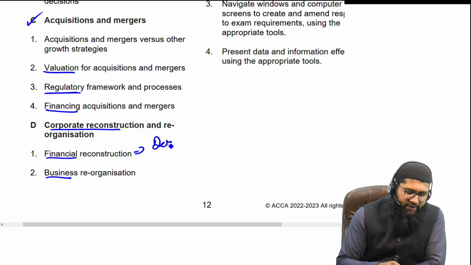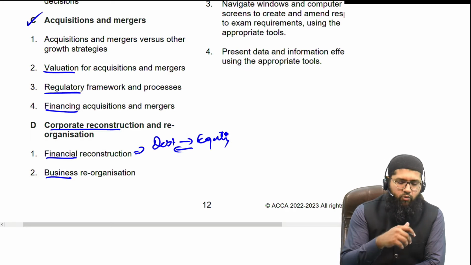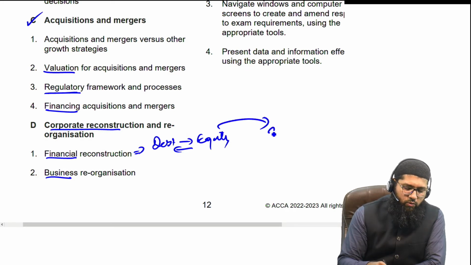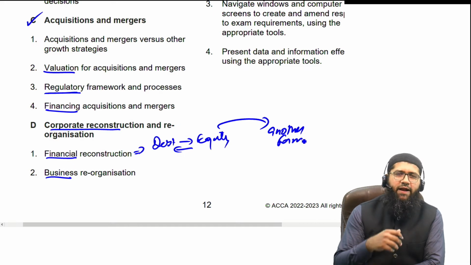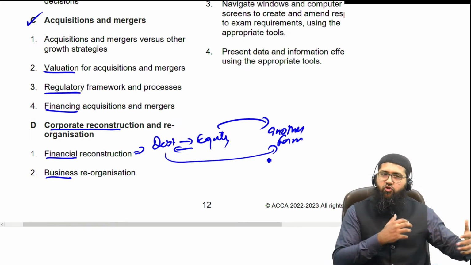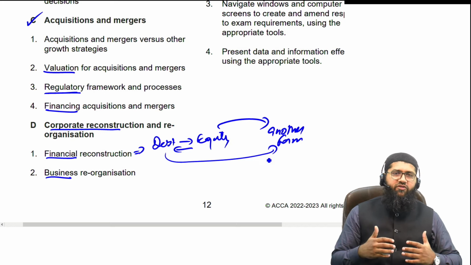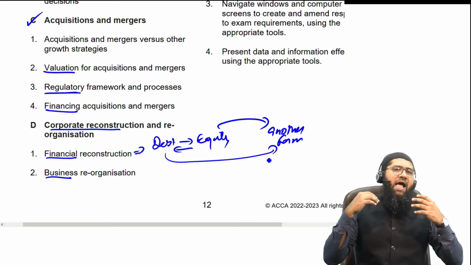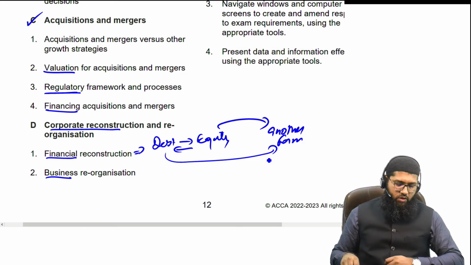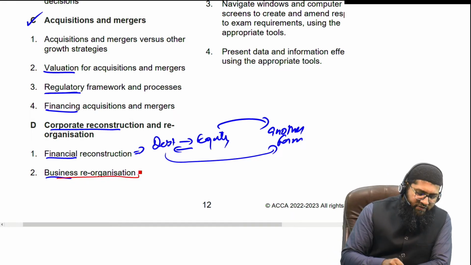Converting debt to equity, or vice versa. Converting one form of equity into another form. So that is also the case. Converting one form of debt into another form. So that could also be the case. So we would be discussing how the financial reconstruction takes place and how it actually has an impact on a business. In addition to this, we would also be discussing the business reorganization.